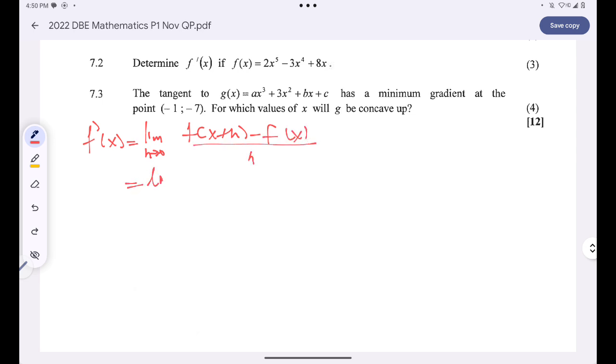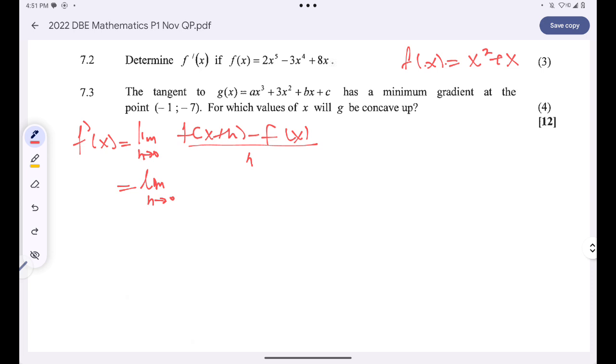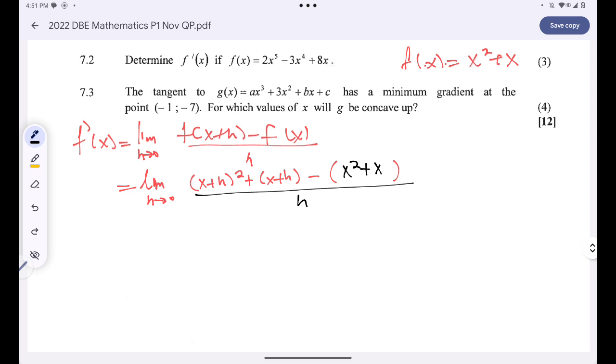All together. So I have limit as h approaches 0. Remember that f of x is equal to x squared plus x, right? So for f of x plus h, it simply means whenever I come across x, I must substitute x plus h. All together. So I'll simply have (x plus h) squared plus (x plus h) minus f of x. f of x is equal to x squared plus x. This entire thing is all divided by h.